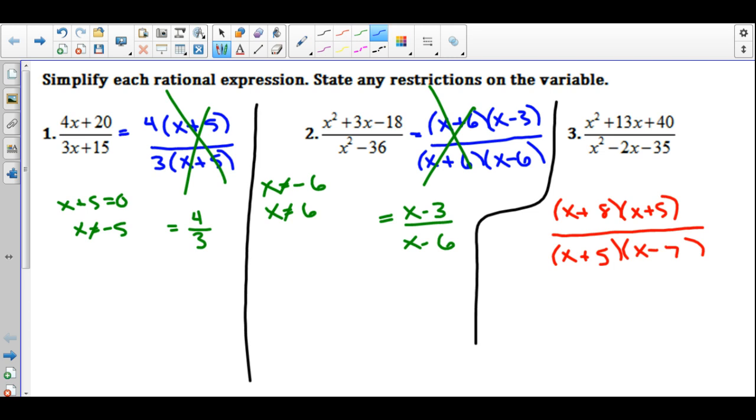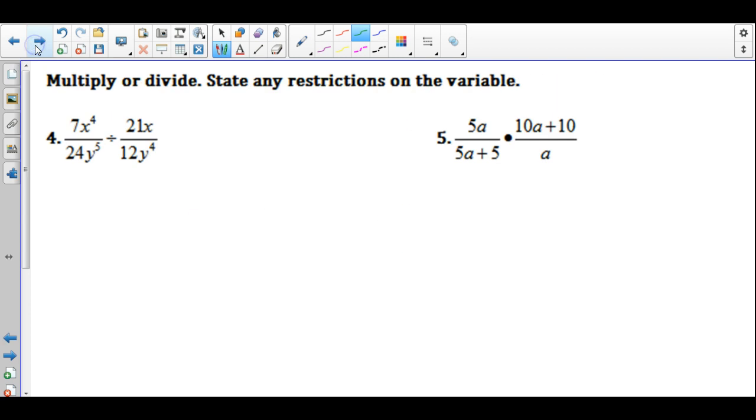So I'm going to identify what my restrictions are, which is x cannot be negative 5 and positive 7, because that would turn my denominator into 0. And at the very end, I'm going to cross off this common factor of x plus 5, and I'm left with x plus 8 over x minus 7. So that was kind of an introduction just to, again, refresh your memory on factoring. If we are multiplying or dividing these expressions, we're able to do a lot of the cancellations. But it's the adding and subtracting where we're going to have to combine as many like terms as we can.